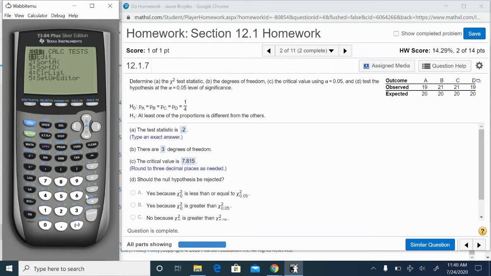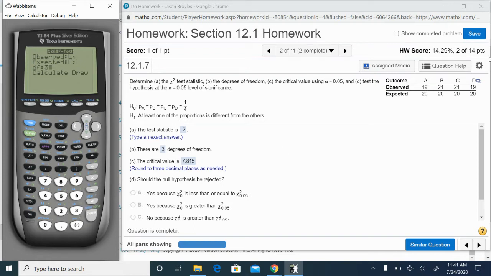But for this problem, I put the two lists into list 1 and list 2. So 19, 21, 21, 19, that's these. And all 20s for the second list, observed and expected. All right, the test we're doing here is the goodness of fit test. So if you go over to test, go almost all the way down to goodness of fit test. Not this one, not the chi-square test. You want the GOF test, goodness of fit. They'll ask you for the two lists. So I have mine in list 1 and list 2.